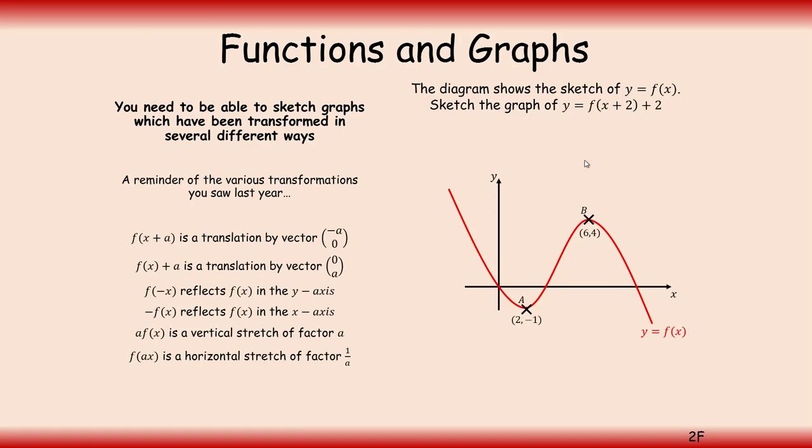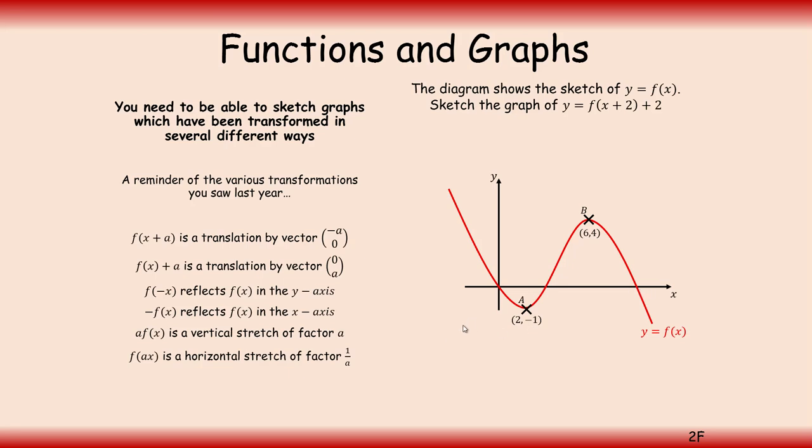So with this translation example, sketch the graph of y equals f(x plus 2) plus 2. So we do what's in the brackets first. The translation f(x plus 2) is a shift to the left. Because it's plus 2, it's a shift along the x-axis by 2. So instead of 2 here, that's going to go to 0. And instead of 6 here, that's going to go to 4. And the same thing where it crosses the x-axis.